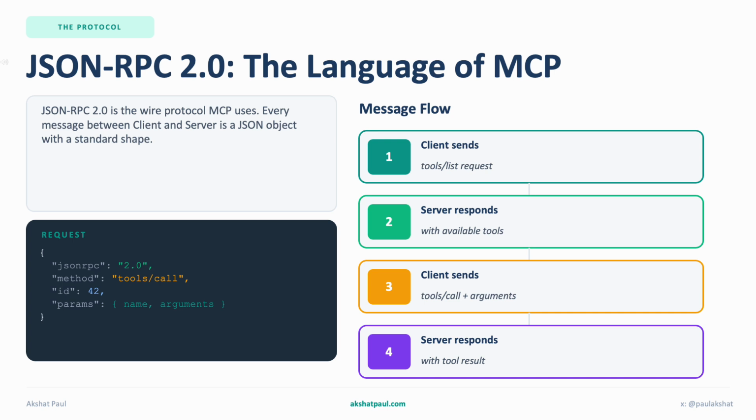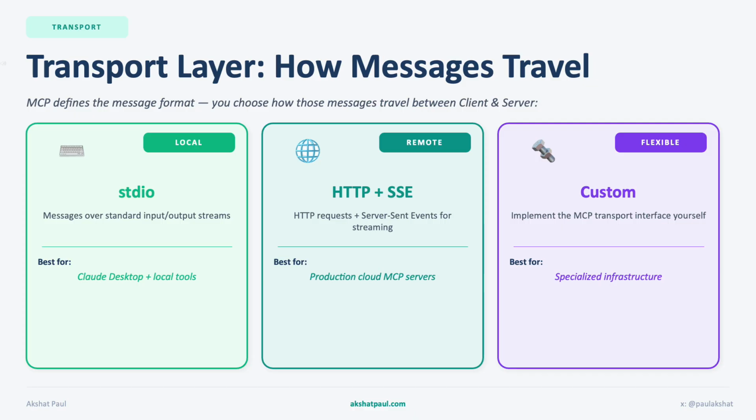Run this tool with these arguments. The server executes it and sends back the result. That's it. That's the protocol. Clean, simple, stateless JSON messages, no magic, no proprietary binary format, just structured JSON that any developer can read and debug. We've covered the message format, JSON-RPC 2.0, but here's a question. How do those JSON messages actually travel from the client to the server? Over what channel? That's the transport layer.